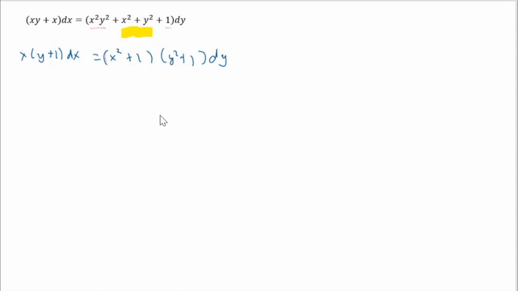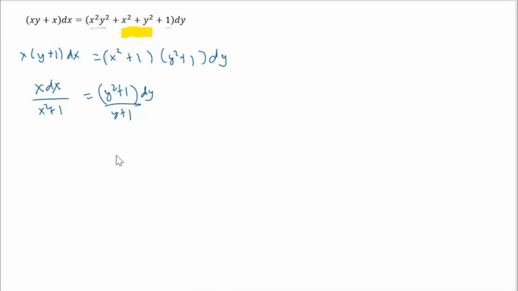Now after that, we are going to manipulate in such a way that we combine all x and we combine all y. So in this case, this can be written now as x dx over x squared plus 1 is equal to y squared plus 1 of dy over y plus 1. Now by inspection, the degree of the polynomial in the numerator on the right-hand side is greater than the degree of the denominator. So in that case, we are going to divide using long division.